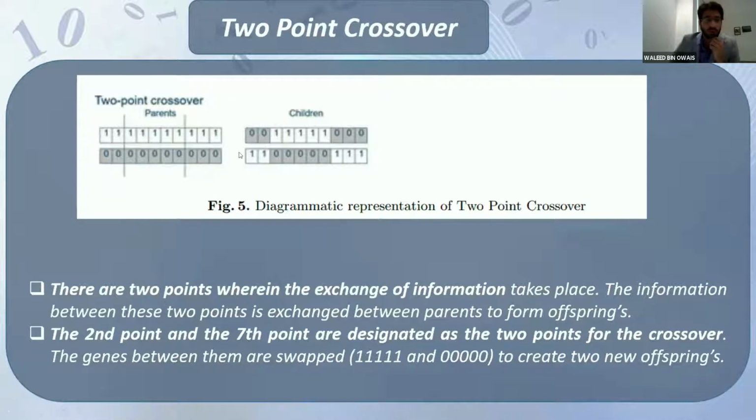So you have 2 parents mating with each other, and you have the 2nd and the 7th point as crossover points. And what happens after mating? The data gets exchanged at the 2nd and the 7th point. As you can see, the data is exchanged between the 2 strings.